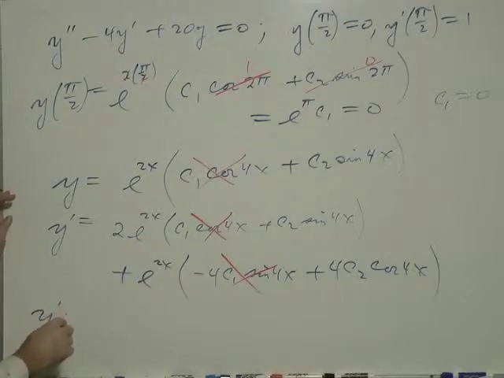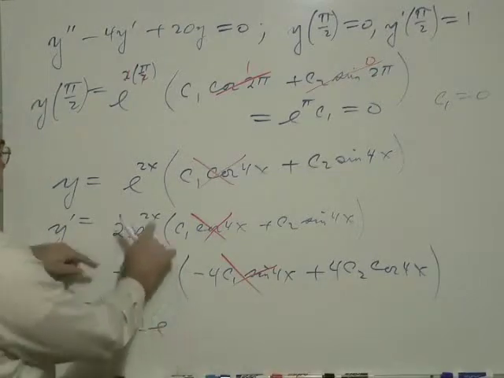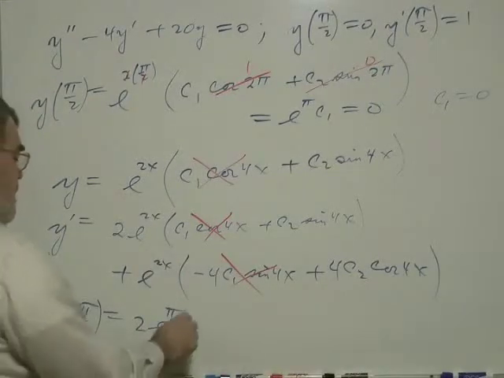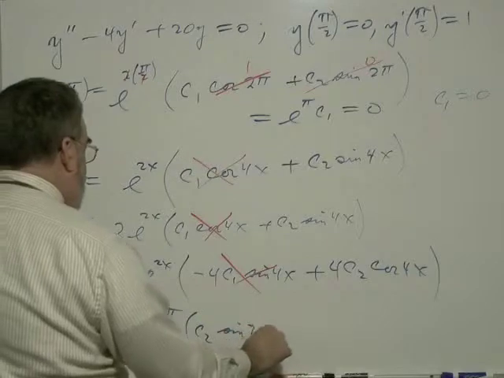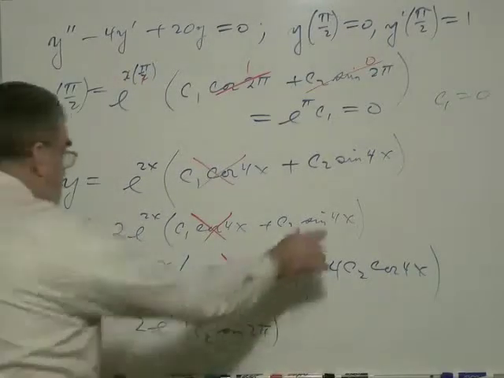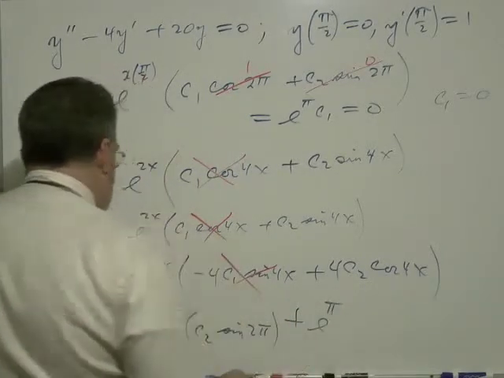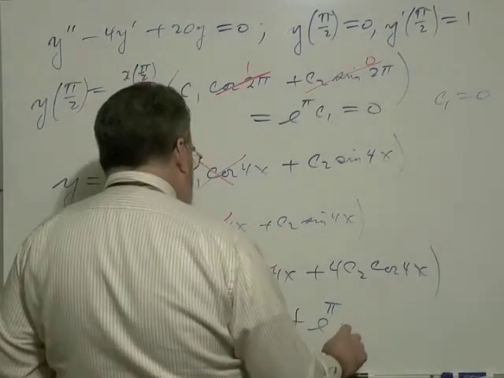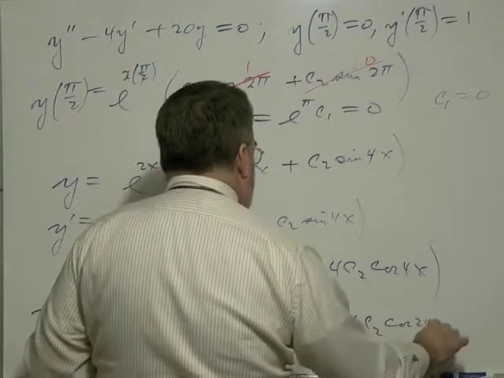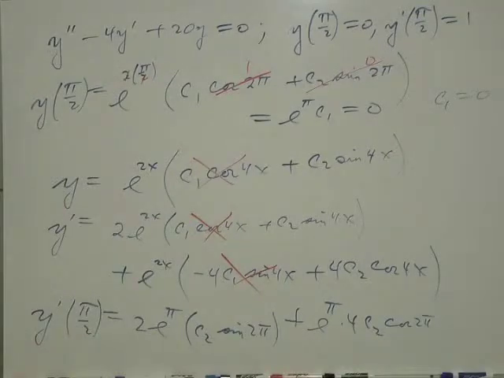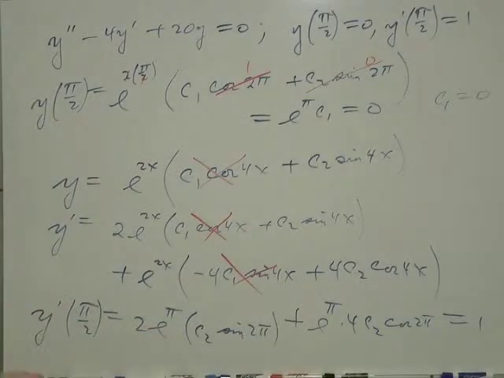So y prime at pi over 2 would be 2e to the pi, and I've got C2 sine 2 pi, 4 times pi over 2 is 2 pi. And then we have plus e to the pi, plug it in, and then over here it's times 4c2 cosine of 2 pi. And this was equal to 1, wasn't it? Alright, so that's a little messy. I hope you're following all this well.